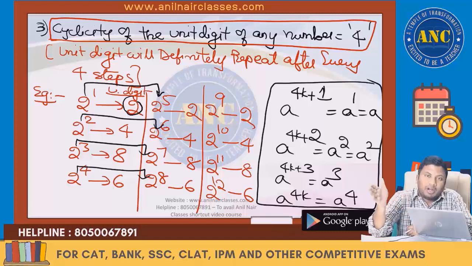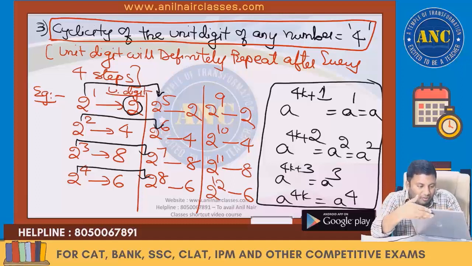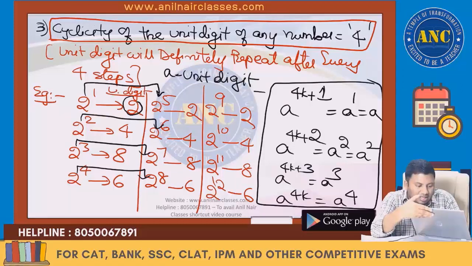A power 1, after 4 steps it will get repeated. A square, after 4 steps it will get repeated. A cube, after 4 steps it will get repeated. A power 4k, after every 4 steps it will get repeated. What is A here? A is nothing but the unit digit of a number.